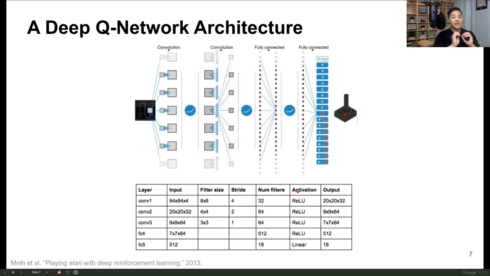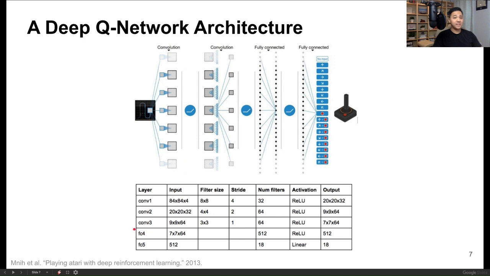Okay, so let's look at one particular architecture, from the paper by Mnih and others called Playing Atari with Deep Reinforcement Learning. This is back in 2013. The network is actually quite simple. You can probably recognize this. There are three levels of convolution, each running with a different filter size and a different number of filters. They all use ReLU, and they basically narrow the network down into something more manageable.